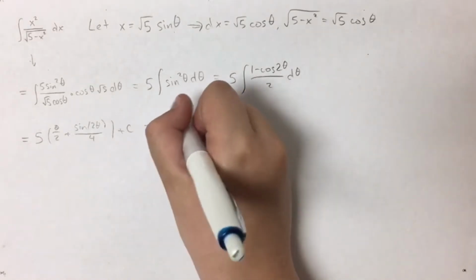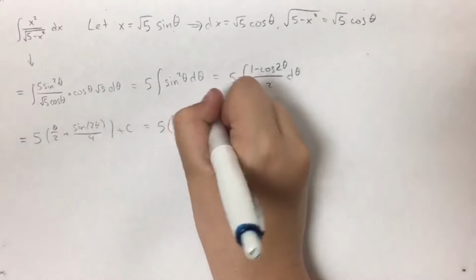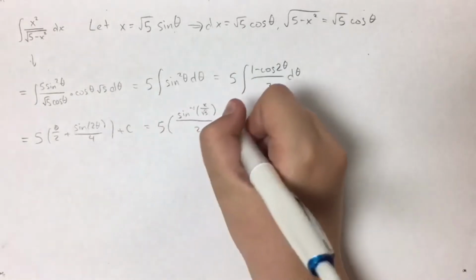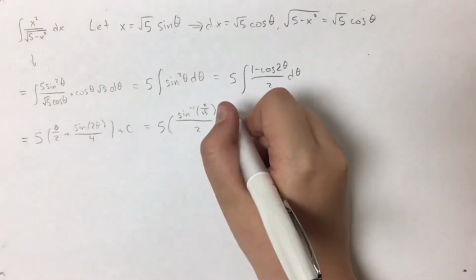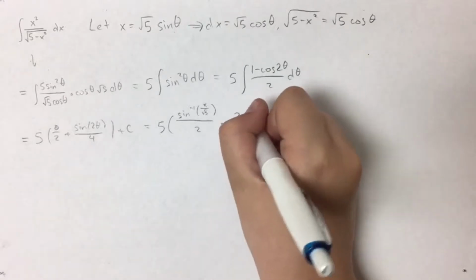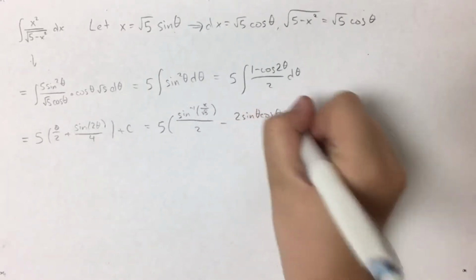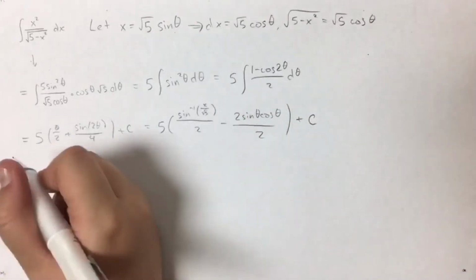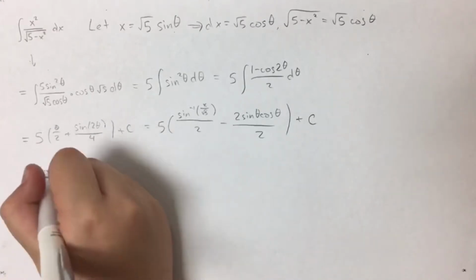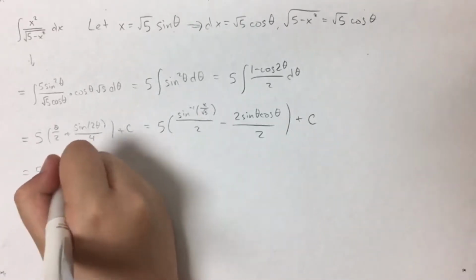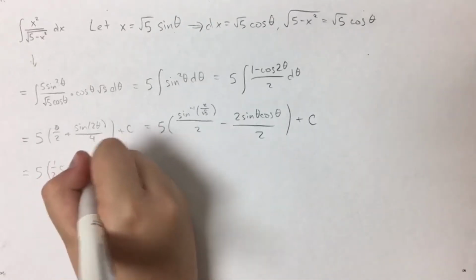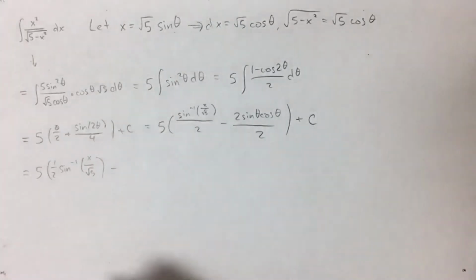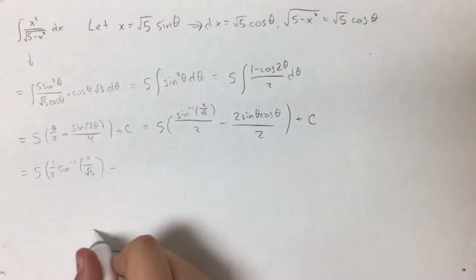This is equal to, when substituting back into x, 1/2 of the sine inverse of x over root 5 minus 2 sine theta cosine theta all over 2 plus c. This is equal to 5 times 1/2 sine inverse of x over root 5. And to solve for sine theta and cosine theta, we must draw a triangle.